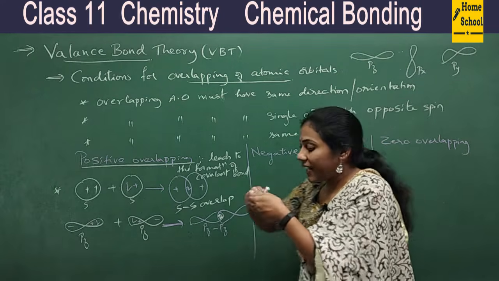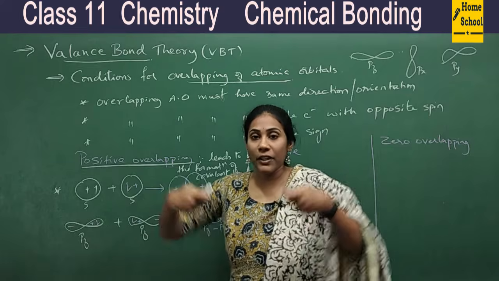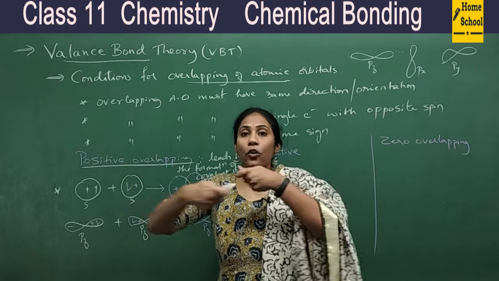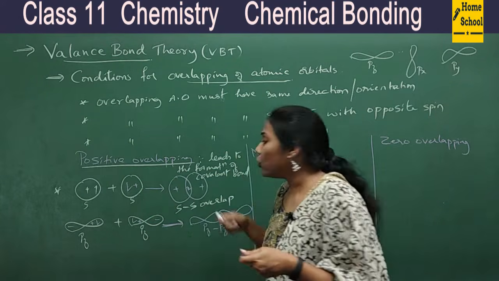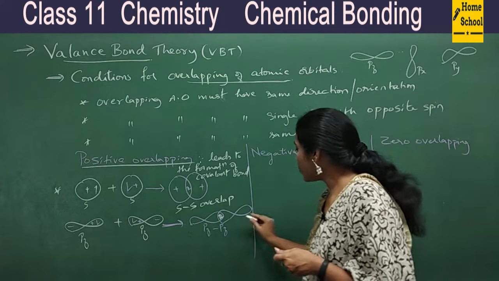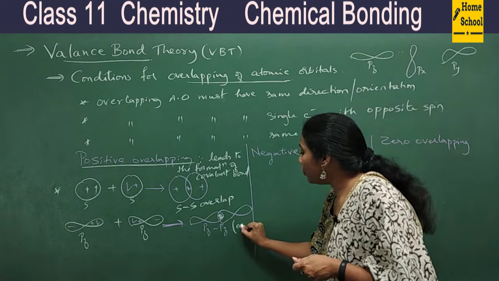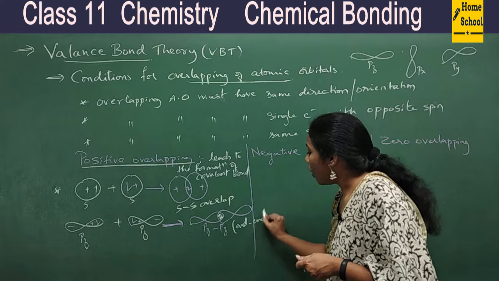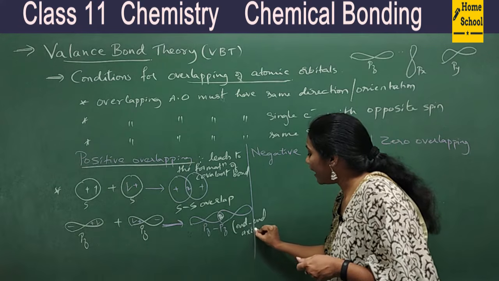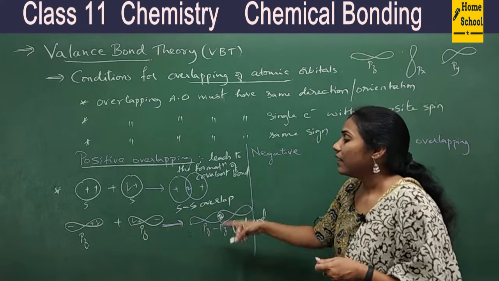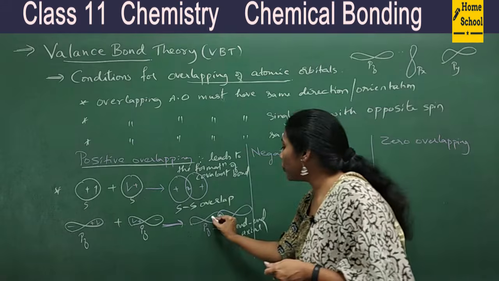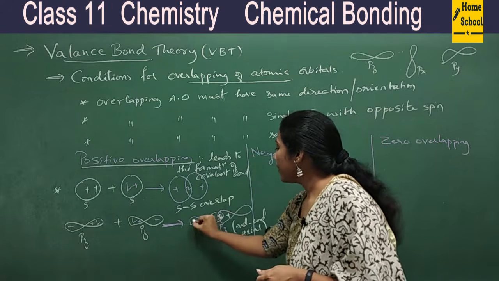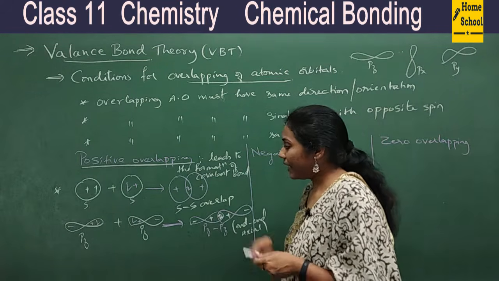So this is called end-to-end overlapping. End-to-end overlapping or axial overlapping we say. So this is another positive type of overlapping. So plus plus, minus minus, right?